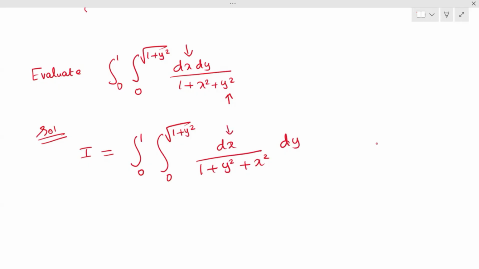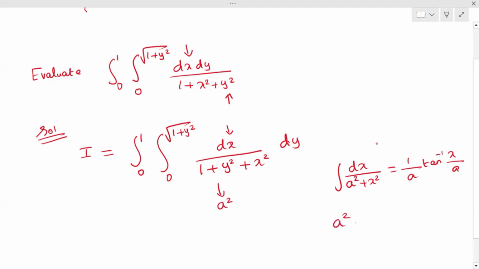Now it is of the form of a very well-known formula, dx by a square plus x square, which is equal to 1 by a tan inverse of x by a. In the place of a square, what we are having is 1 plus y square. So a square equals 1 plus y square.